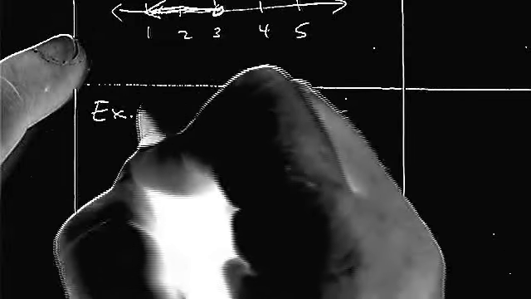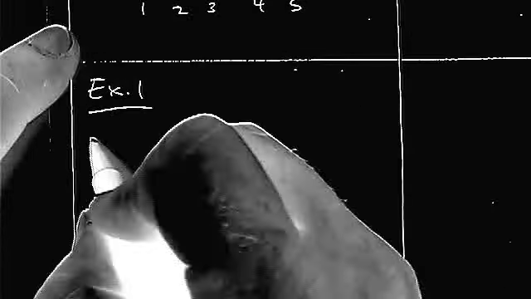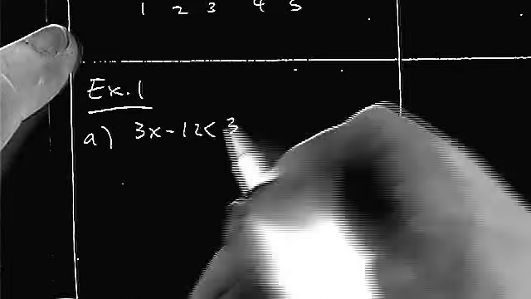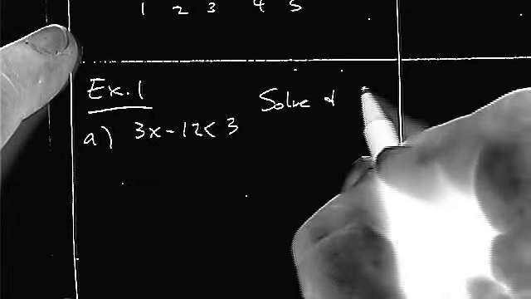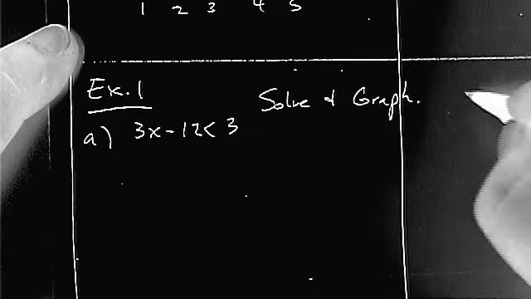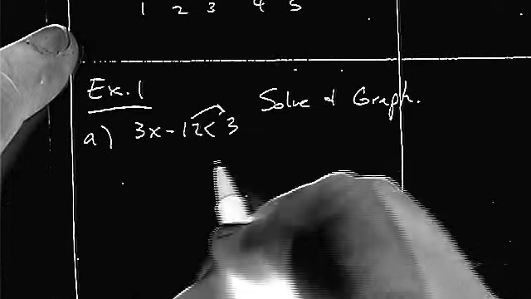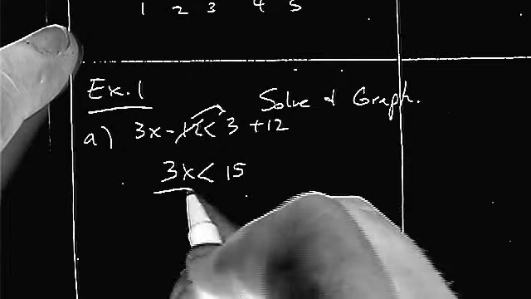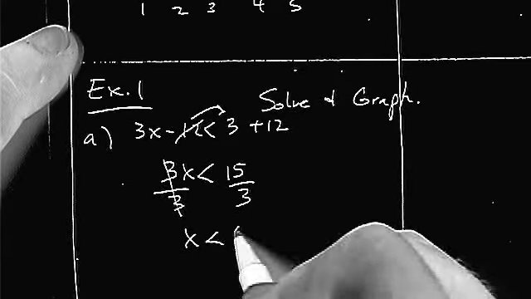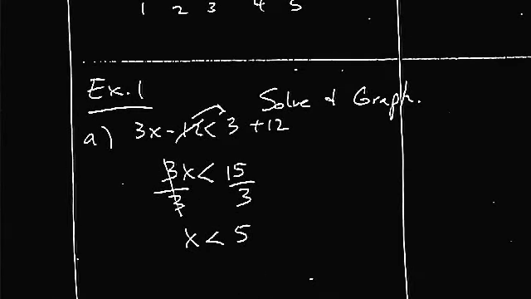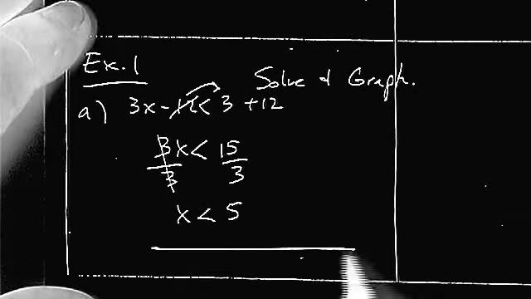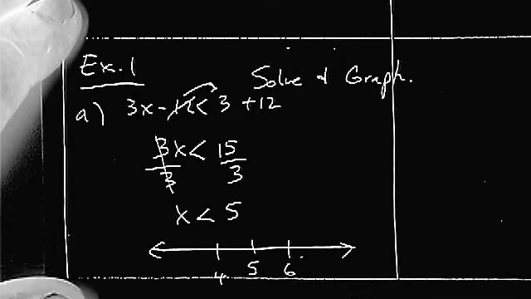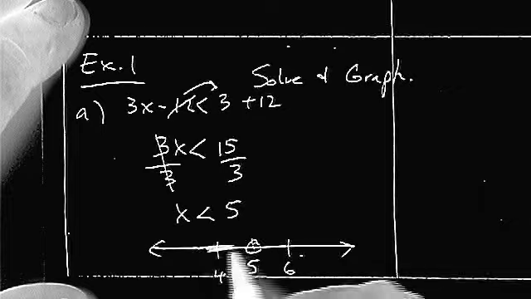Okay, so in example 1, we have 3x minus 12 is less than 3. We want to solve and graph. Well, it's not too bad. We're going to add the 12. We're going to get 15, right? Because we're going to add the 12. And then we're going to divide by the 3. Did I have to switch the sign? Absolutely not, because I did not multiply or divide by a negative number. Now, it's never a bad idea to let yourself think about that. Open circle, arrow to the left.